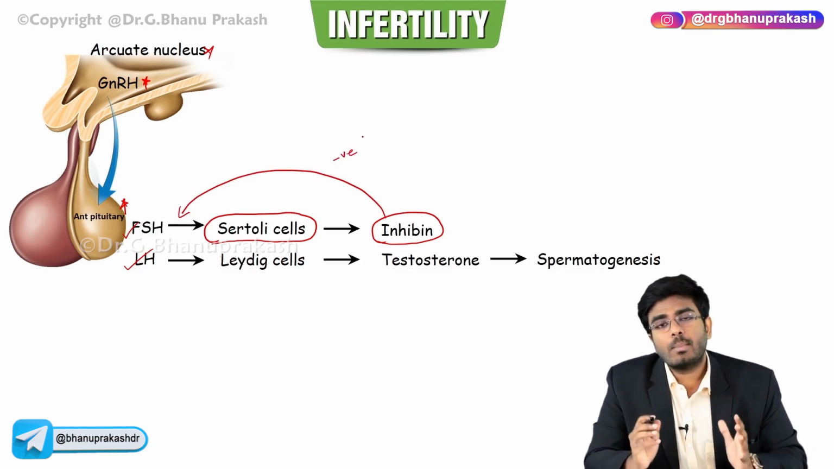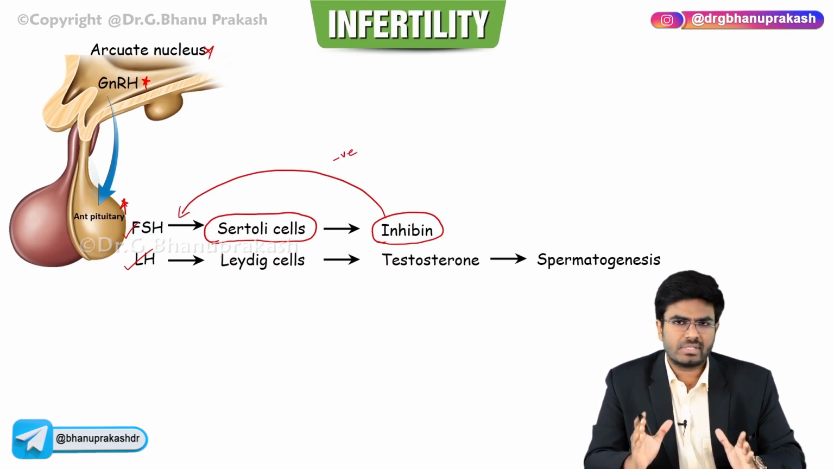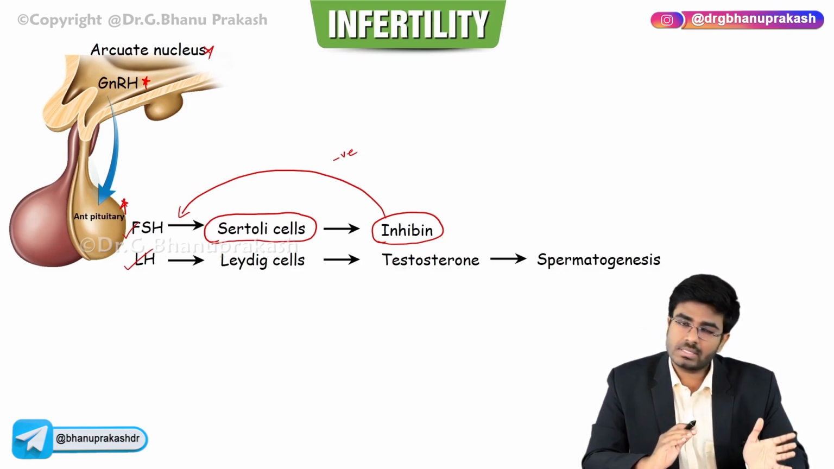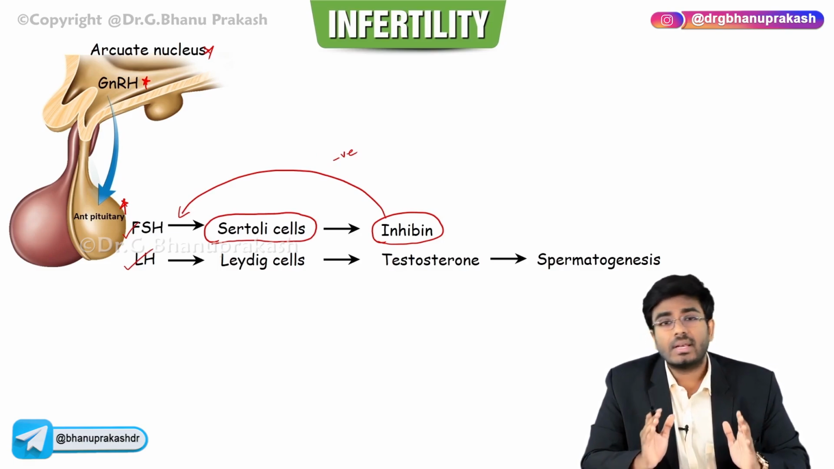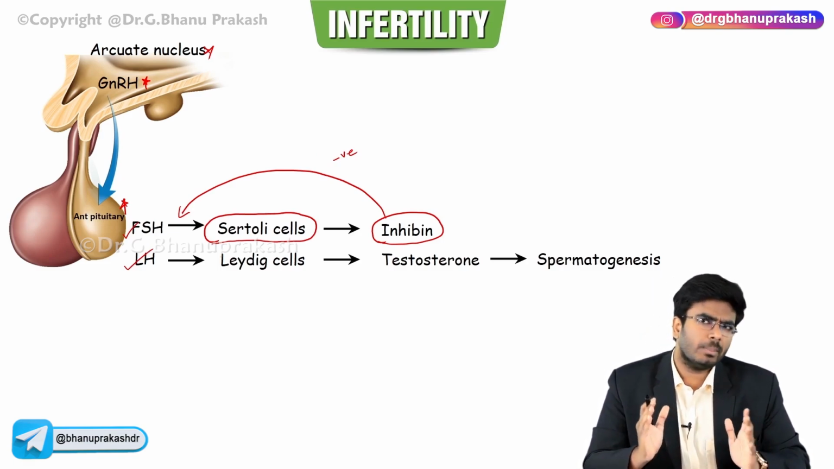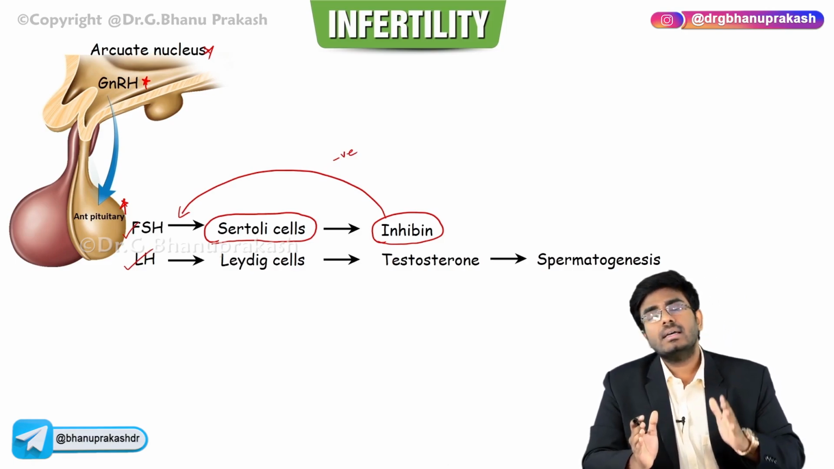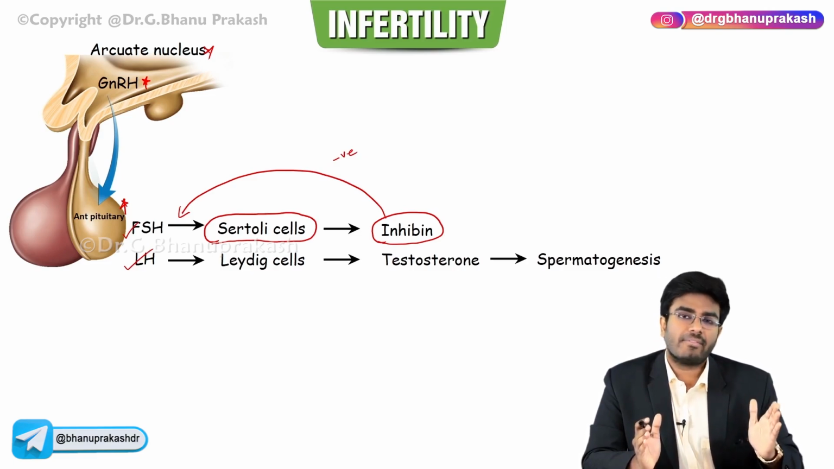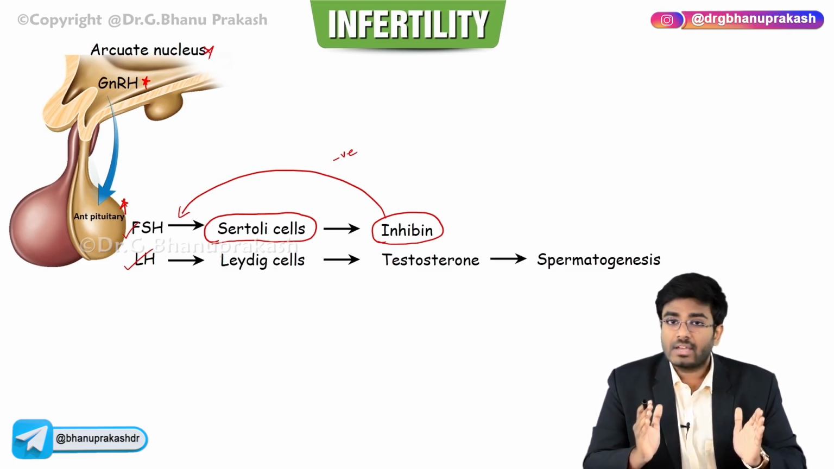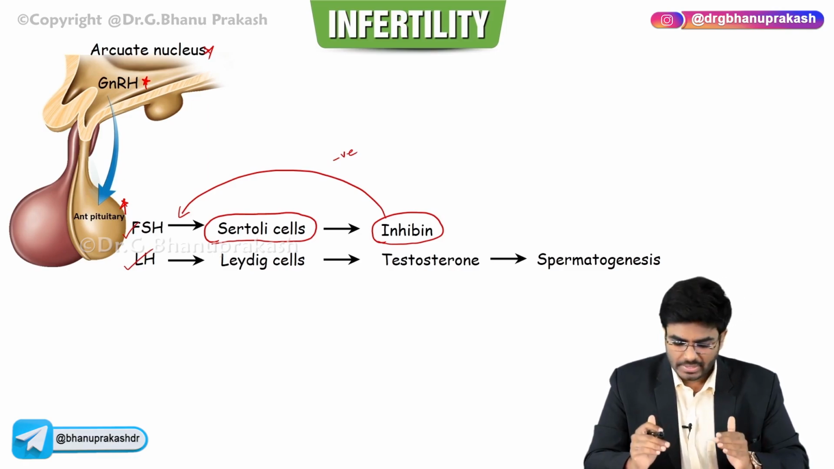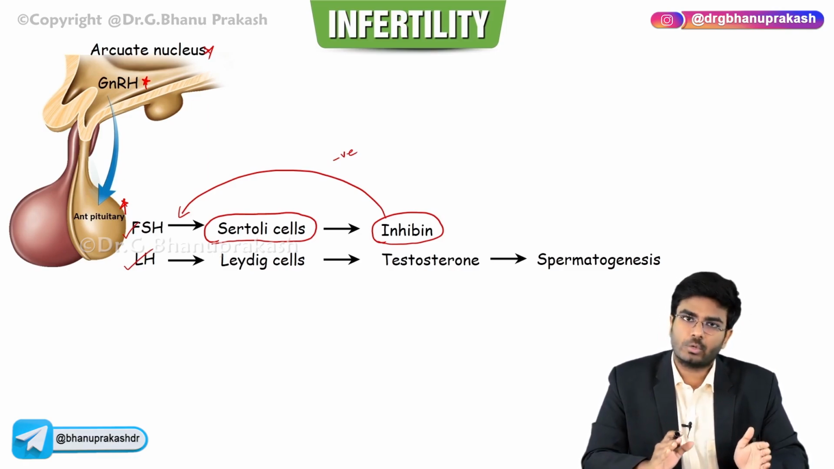Even when we discussed the menstrual cycle, we discussed inhibin B released from the granulosa cells, and inhibin A released from the corpus luteum. What is the function of inhibin A and inhibin B in the female? They give negative feedback to the FSH. Even in the male, FSH is negatively down regulated by inhibin produced from Sertoli cells.